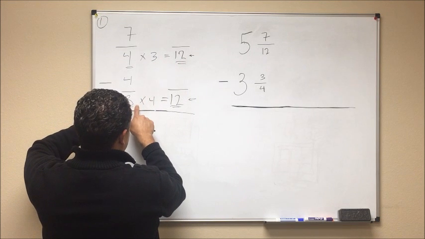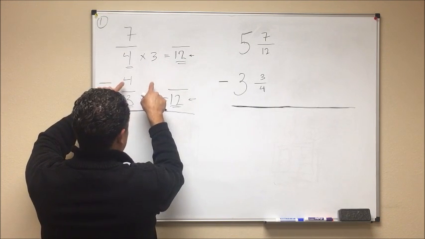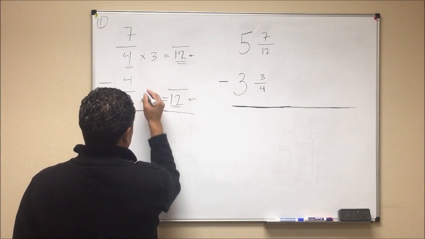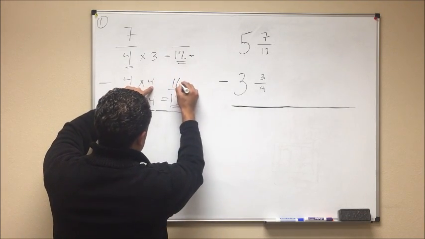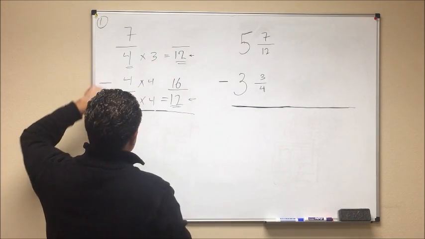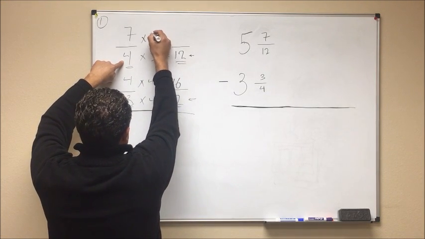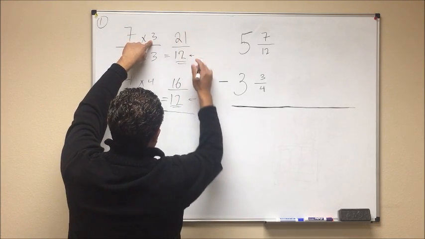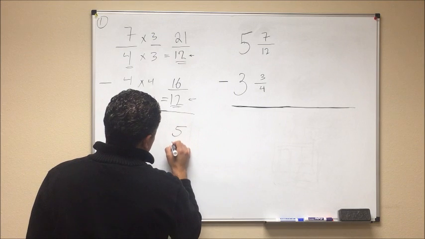So remember, whatever you do to the bottom, you have to do to the top. So if you multiply 3 times 4 on the bottom, you have to multiply times 4 on the top. 4 times 4 equals 16, and same thing over here. If you multiply 4 times 3 on the bottom, you have to multiply times the same number on the top. 7 times 3 equals 21. 21 minus 16 becomes 5/12.